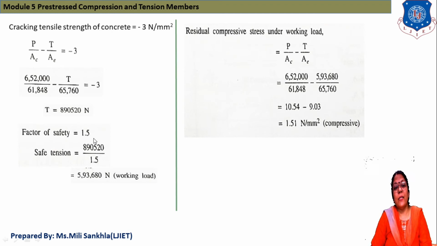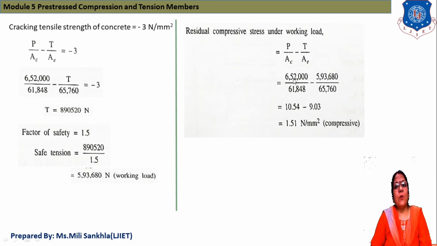Okay, now the factor of safety is given in the data as 1.5, and we find the safe tension equal to 8,90,520 divided by 1.5, and we get the safe tensile force as 5,93,680 Newton. Next, the data asks to find the residual compressive stress under working load, and that is equal to P by AC minus T by AE. Okay, P by AC minus T by AE.